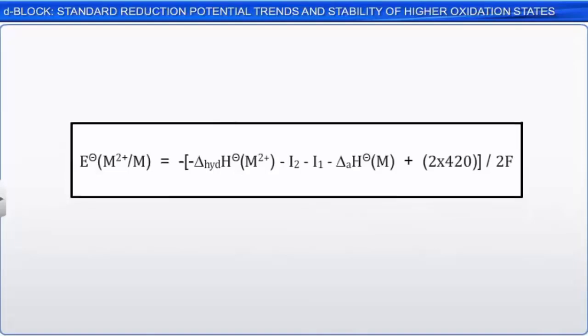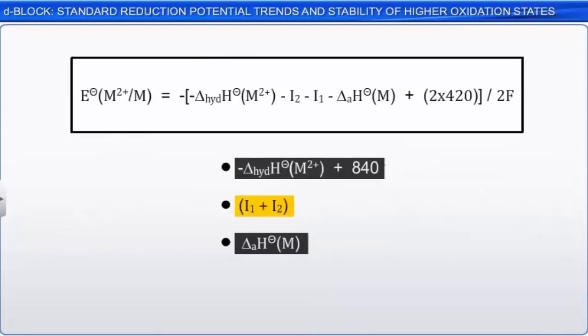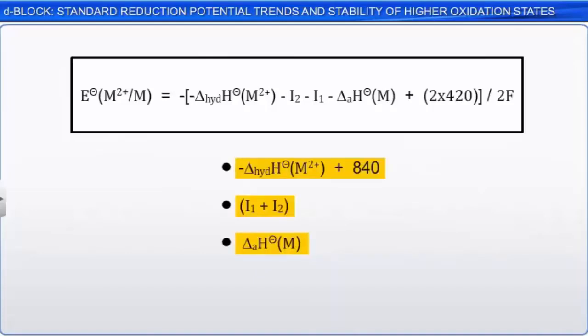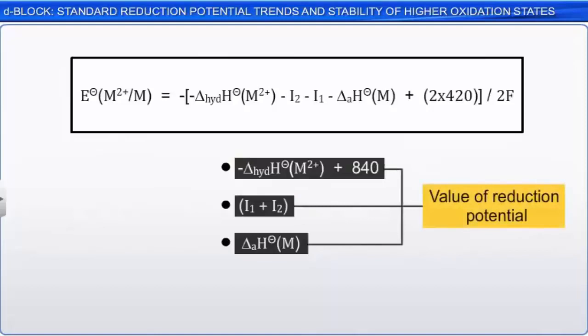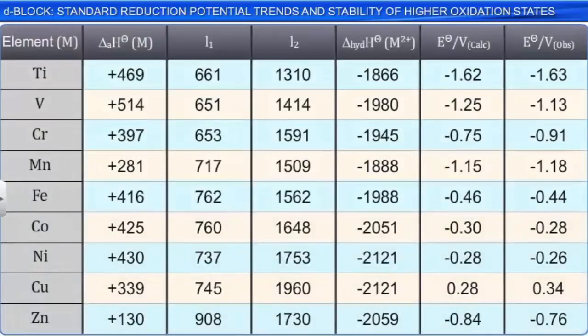the negative enthalpy of hydration of M2+, plus 840, the sum of the first and the second ionization enthalpies, and the smaller term, enthalpy of atomization. The interplay between these three terms decides the value of the reduction potential. The irregularity in the variation of electrode potentials is due to the irregular variation of the ionization enthalpies, and also the hydration energies of the divalent ions of these elements.